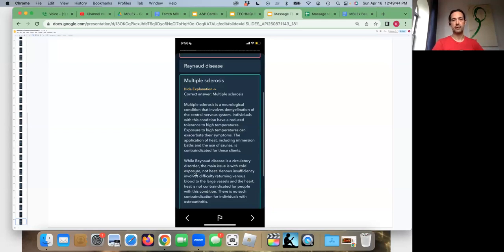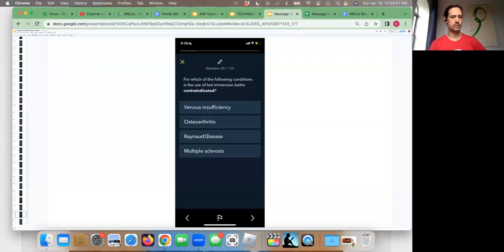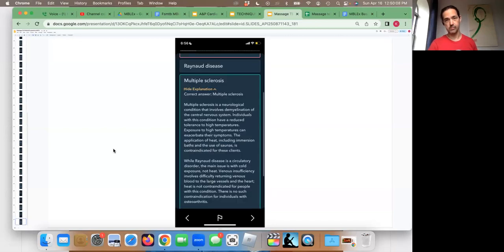Venous insufficiency involves difficulty returning venous blood to the large blood vessels and heart. Heat is not contraindicated for people with this condition. In fact, it may be helpful. There is no such contraindication for individuals with osteoarthritis. Heat helps venous insufficiency, not contraindicated with osteo. Raynaud's disease is primarily cold. Multiple sclerosis patients are vulnerable to heat, vulnerable to hotter temperatures.